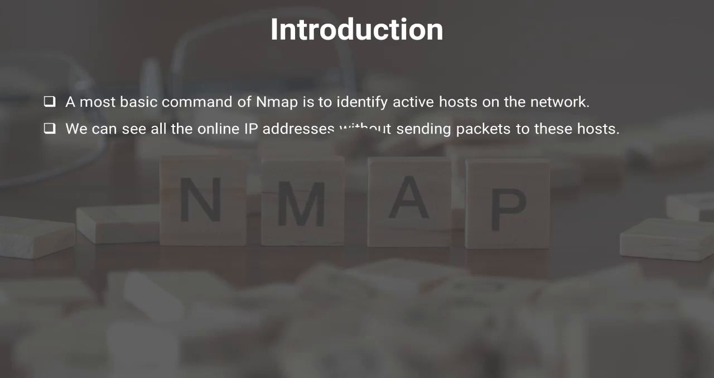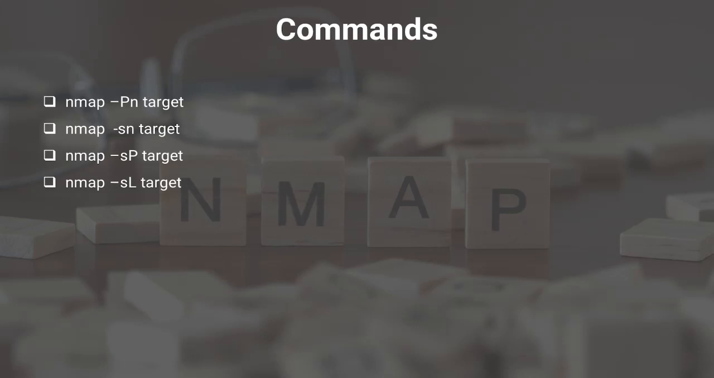Let's see the commands. They are most similar to each other, and we're going to work with two or three of them to see how they work. The first one is nmap -sP target. Let's see this one on our Kali Linux.